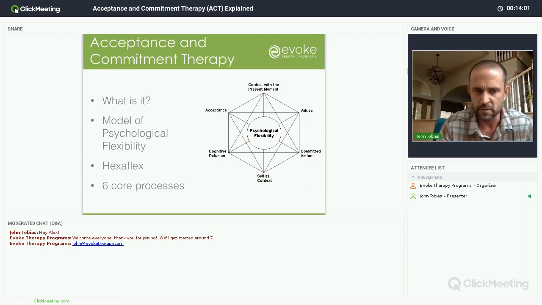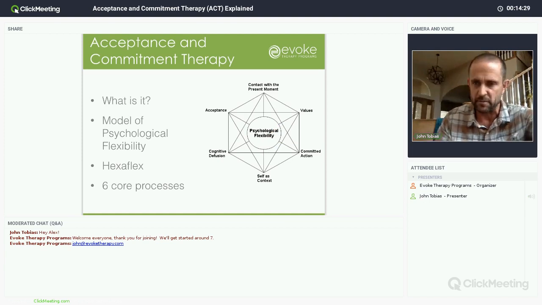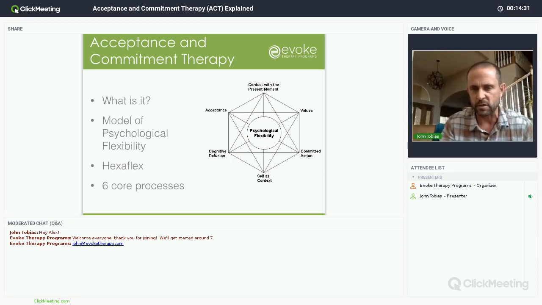Self is context. And starting here, these last 4 are considered mindfulness-based processes. So self is context, cognitive diffusion, acceptance, and then contact with the present moment. And you'll notice that right in the middle of the hexaflex is psychological flexibility. So from the acceptance and commitment therapy perspective, the hallmark of psychological health is psychological flexibility. And I'll explain that, try to make it at least somewhat clear.